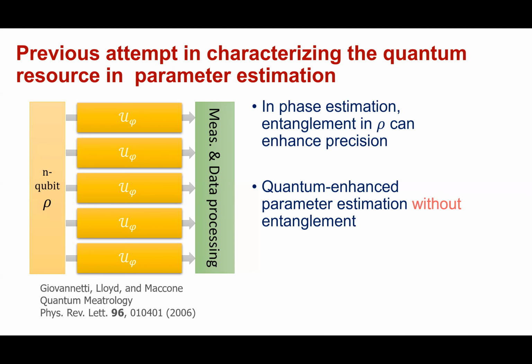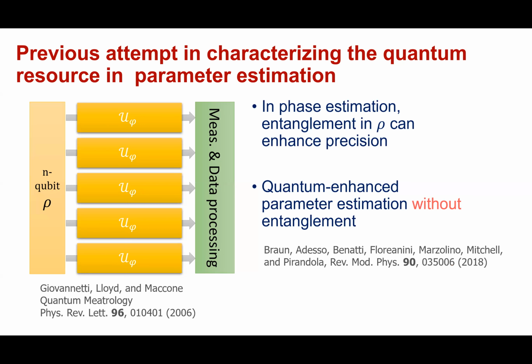And then people realized that there are some quantum-enhanced parameter estimations without entanglement. If you are interested in this point, I may refer you to this review paper. So what I want to say is that the resource underlying quantum metrology is really vague. So we want to give a recipe to establish a quantum resource for metrology.